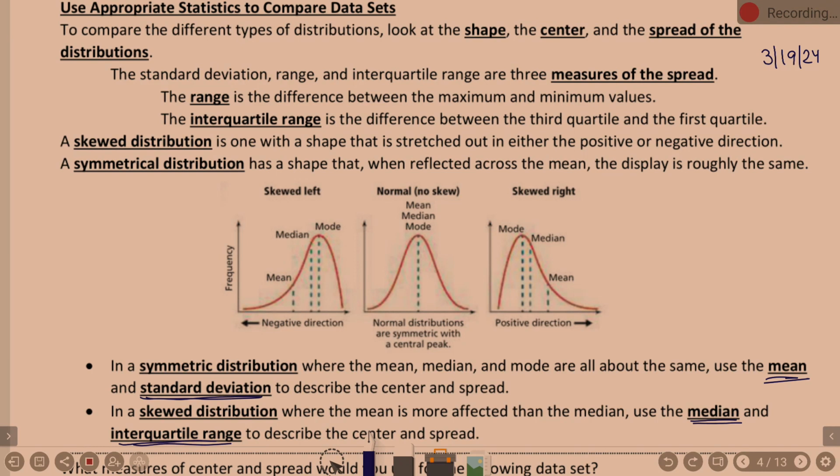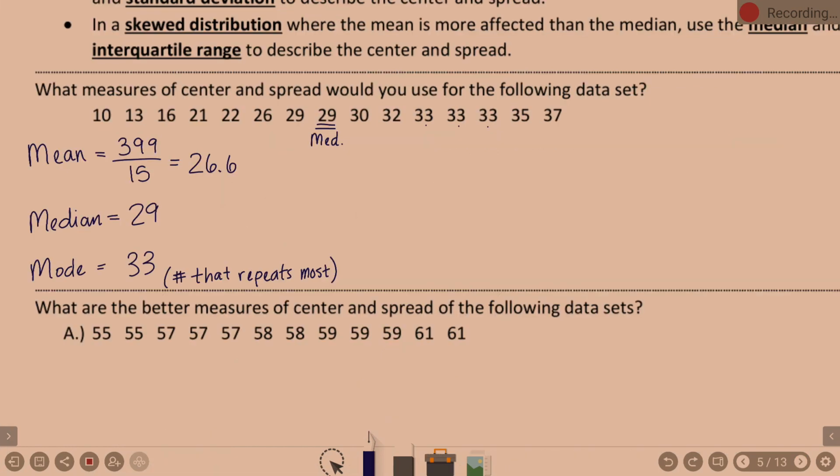And if you recall, what did that say? In a skewed distribution, what are we going to have to find? Median and interquartile range is what we're going to use to describe the center and spread of data. Okay? So let me write down some information. First of all, I'm going to write down that the data is skewed left.